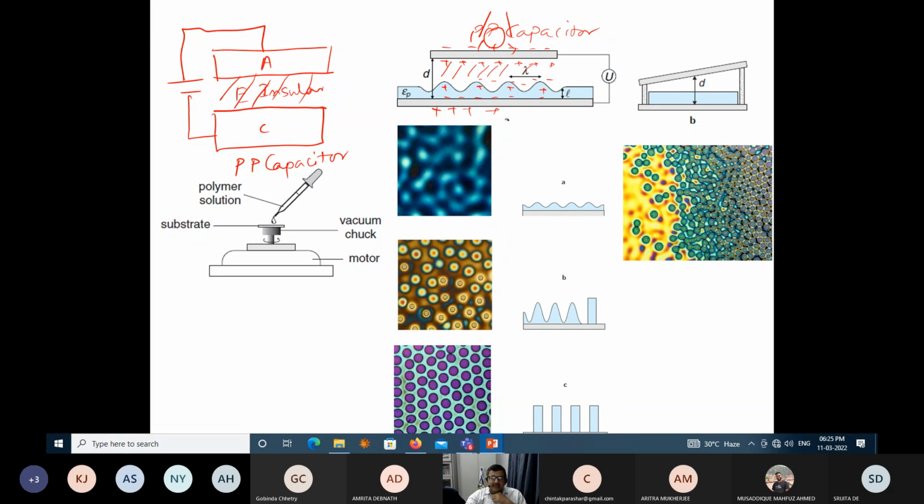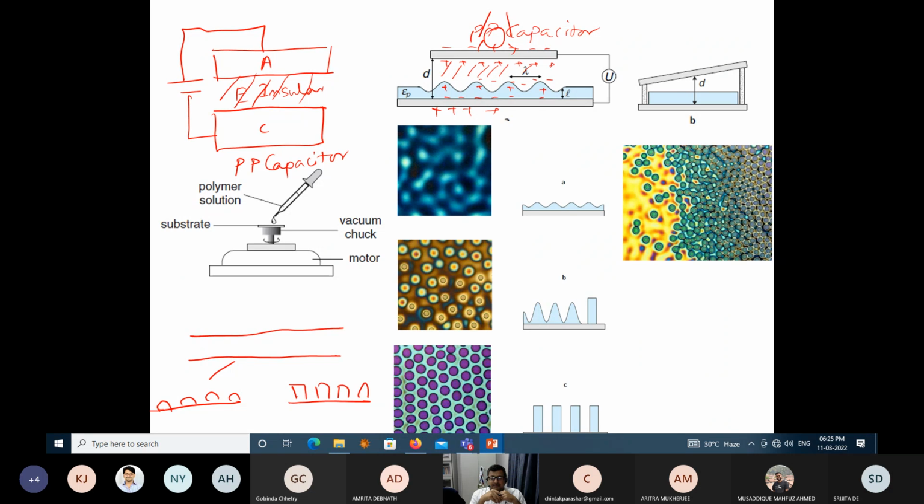Essentially, what you are doing is taking a flat surface, right? And this flat surface is converted into either a surface full of droplets or a surface full of columns.